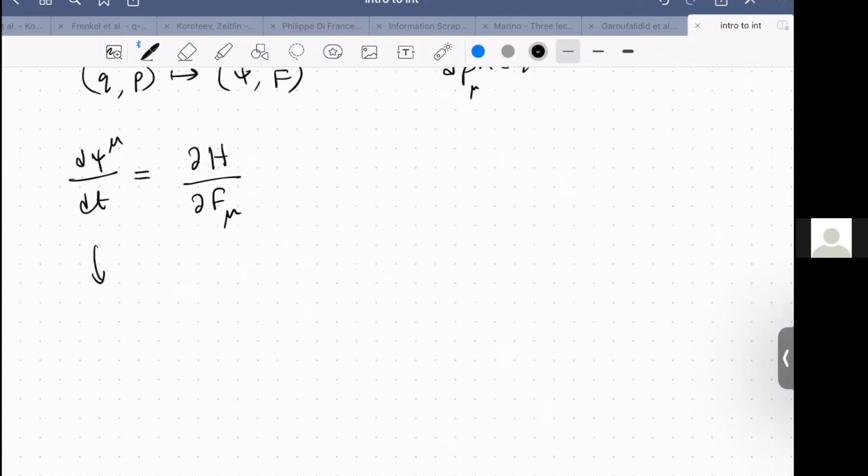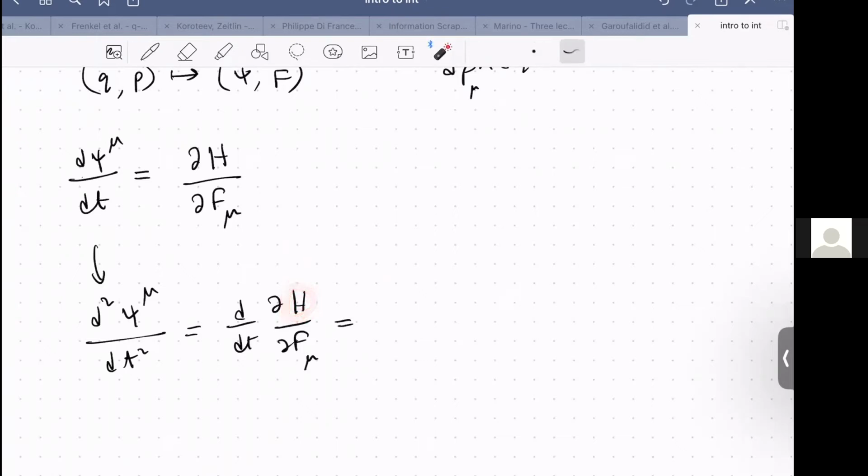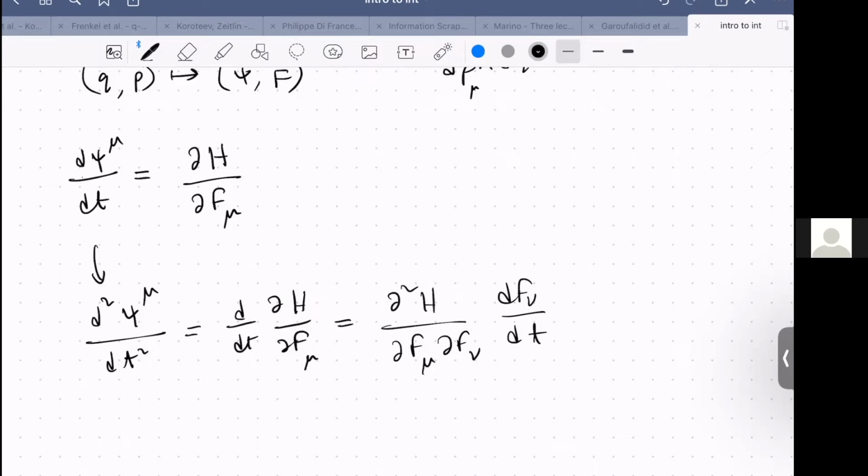Because we are going to take a second derivative of this equation and see what the acceleration is in terms of this new variable. So d square psi mu dt square is d dt del h del f. And here I'm going to use the fact that h can be written entirely as a function of the f's, so that this can be written as del square h del f mu del f nu times df nu dt. Okay, so h doesn't have any extra time dependence that is not coming from time dependence of these functions. That's it.